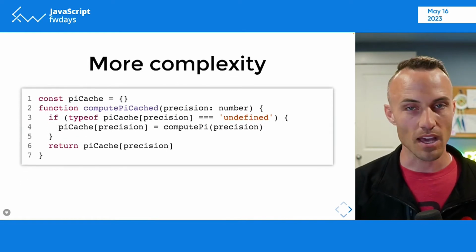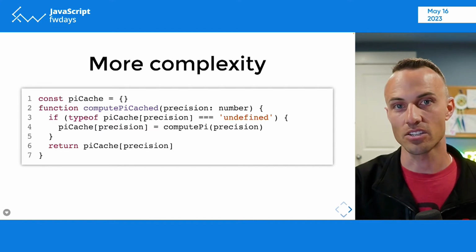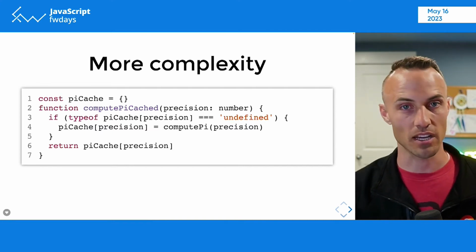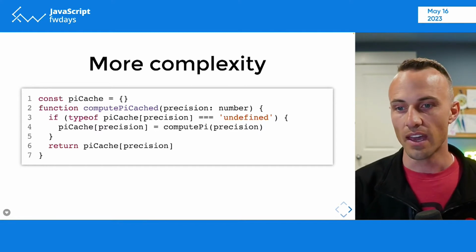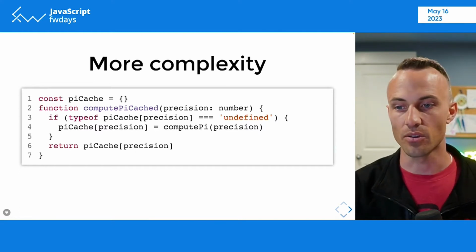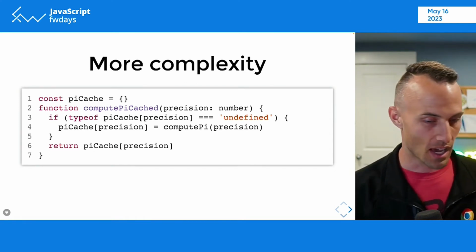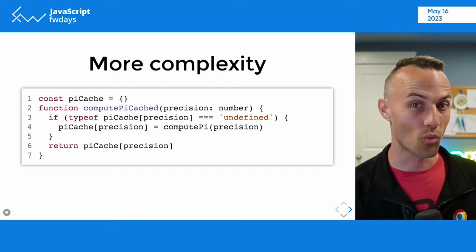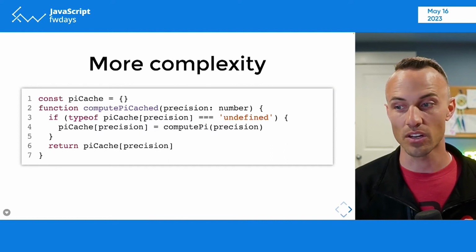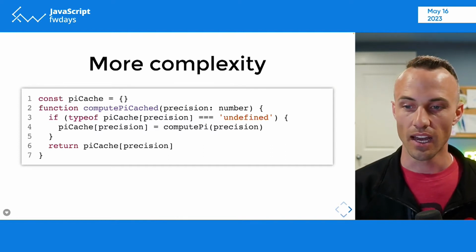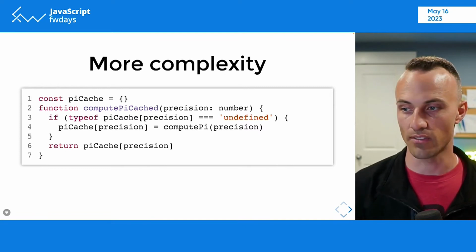So that added complexity increases the complexity of our cache. Now the pi cache is not just a variable that we assign, it's an object that stores the computed values. And we check the type of the pi cache at that precision, so whatever that value is. At precision 1, it will have one value, at precision 2, it will have another. And if it's not been computed yet, then it will be undefined. And then we can assign that value to the computed version and then return that value.